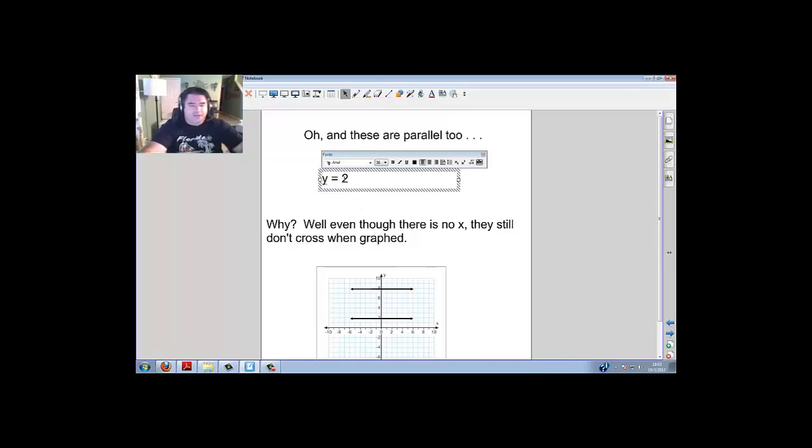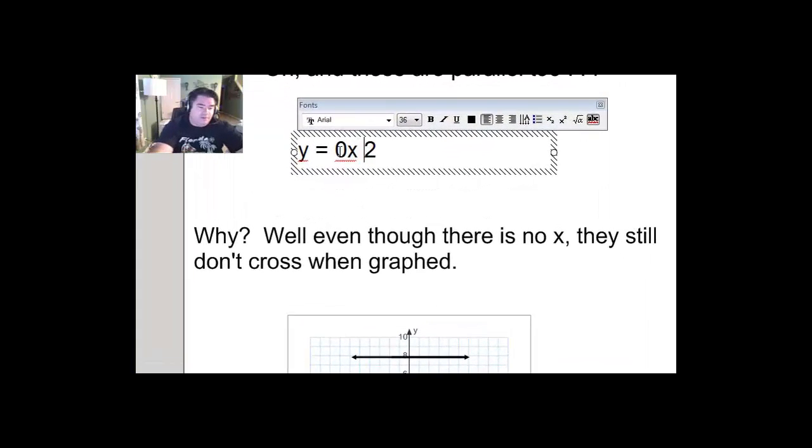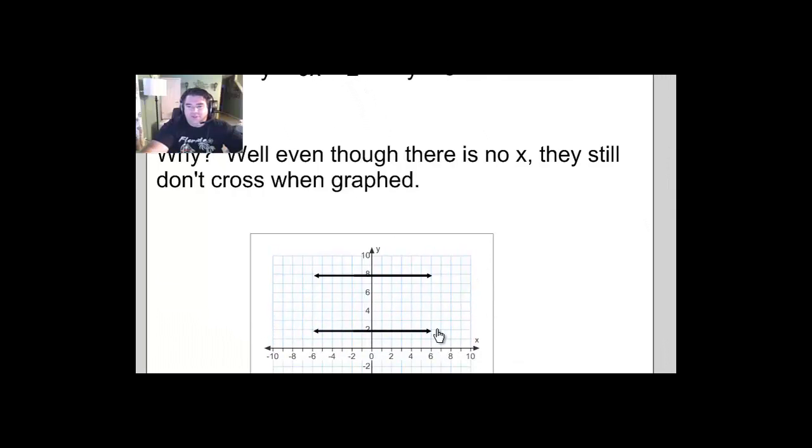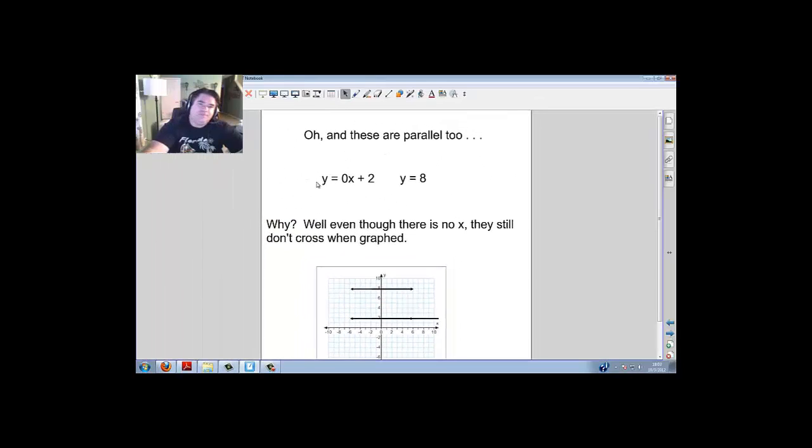Now, if you prefer, I can write this as y equals 0x plus 2. So no matter what I make for x, let's say I make x 10, so I'm going over 10. Well, 0 times 10 is 0, plus 2 is 2. So it would simply stretch out to 10 comma 2, and just be a straight line all the way across.